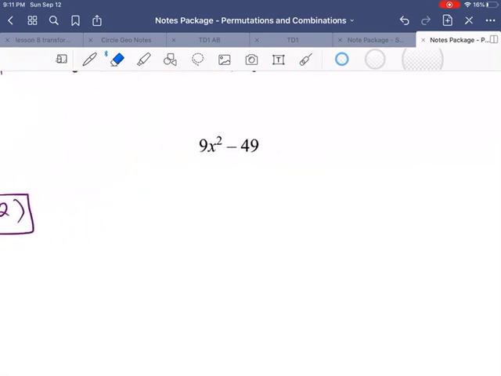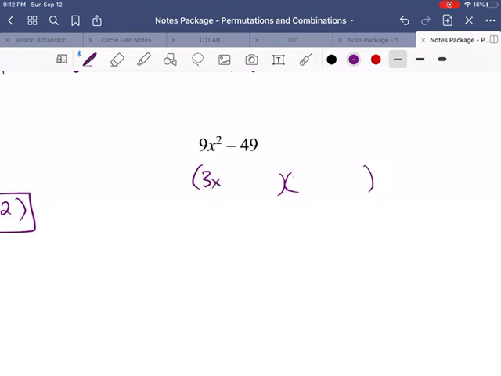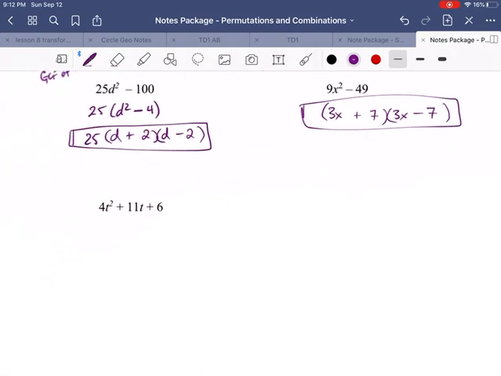So again, 9x squared minus 49 here. Two terms separated by negative. They're both perfect squares. This has to be a difference of squares question. Now, 9x squared, 3x and 3x, and 49's got to be 7 and 7. Make one positive, make one negative. Done.